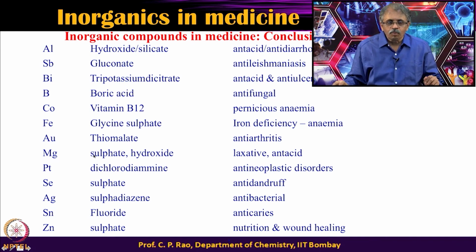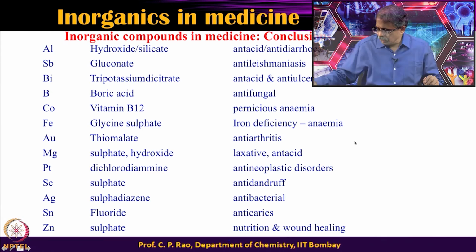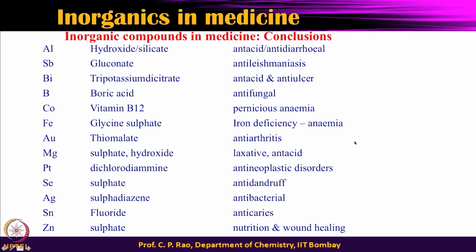These are all quite available ones. Magnesium sulfate and magnesium hydroxide are laxative and antacid, and platinum dichlorodiamine is used as an anti-neoplastic or anti-cancer agent. Selenium sulfide is anti-dandruff, silver sulfadiazine is antibacterial, and tin fluoride is used for dental anticaries. Zinc sulfate can be used as zinc nutrition as well as for wound healing. So, these are all available through the medicines people are taking. And the previous slide shows the potential for all of these.